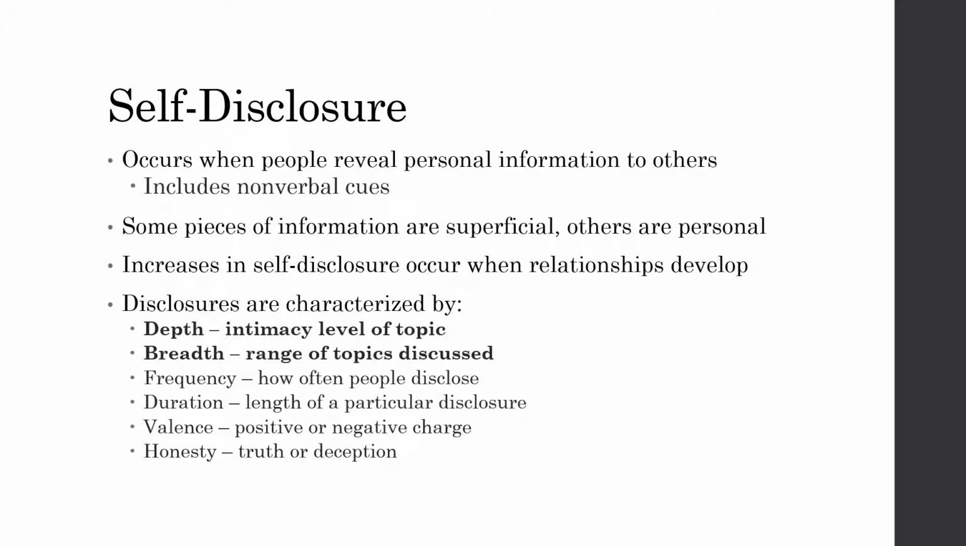So you may disclose frequently with people that you work with, but those disclosures, those conversations are often shorter in duration. Whereas if you have a best friend or romantic partner that's long distance, you may spend more time in a single conversation, but those conversations, those disclosures are relatively infrequent. And then valence refers to how positive or negative the disclosure is. And honesty refers to how truthful the disclosure is, or how false it is, or if you're engaging in some kind of deception.